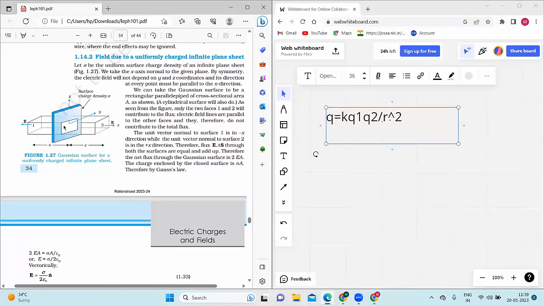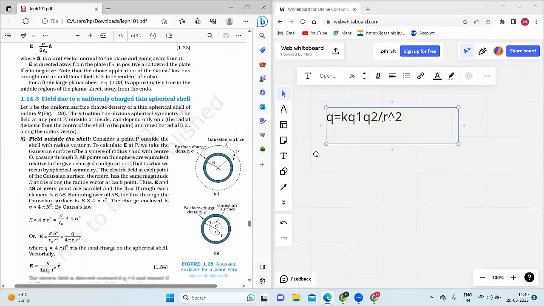Similarly, for calculating the electric field due to a slab, or an infinite plane sheet, we will imagine a surface and find the electric field through the charge enclosed by the surface.